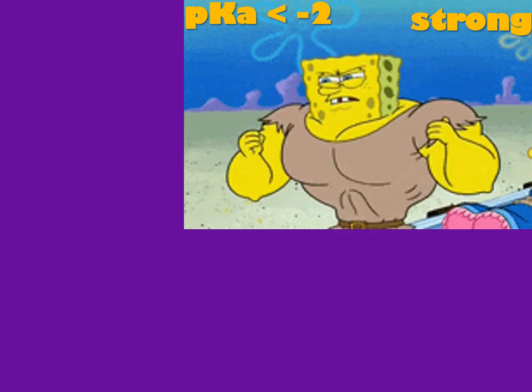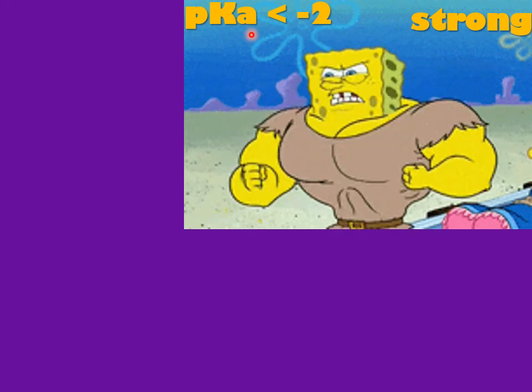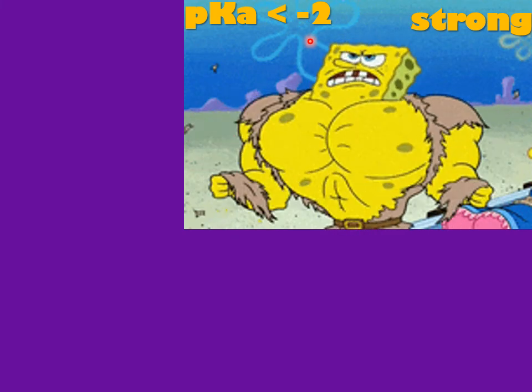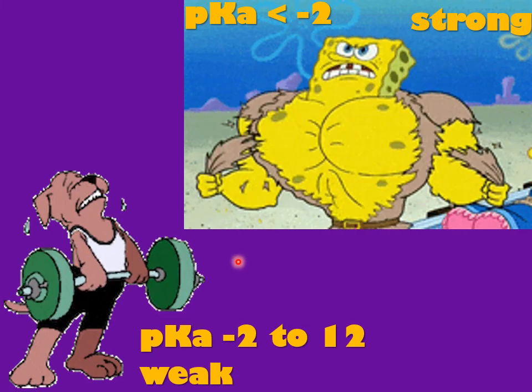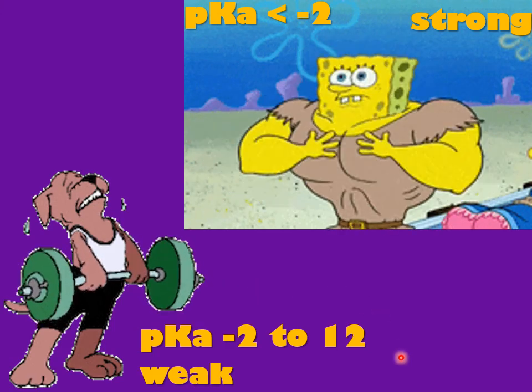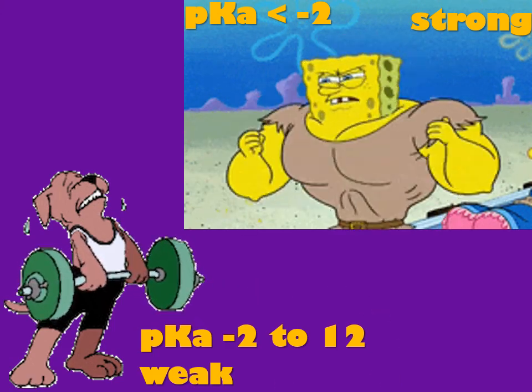So remember this key point. If the pKa of an acid is less than -2, we say that the acid is strong. If the pKa of an acid is between -2 and 12, we say that the acid is weak.